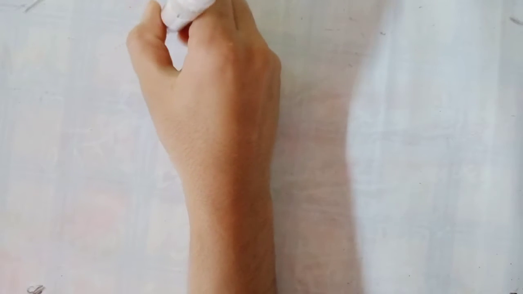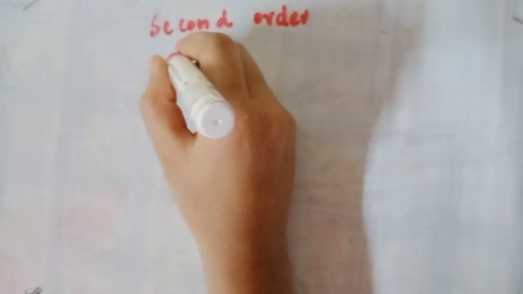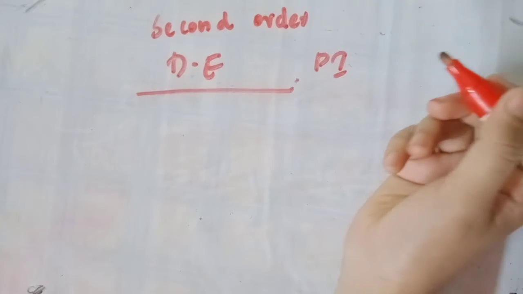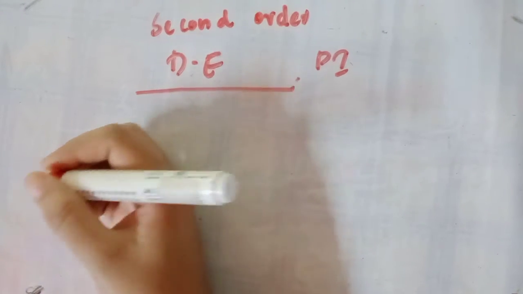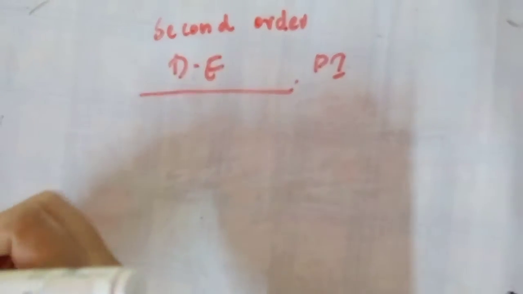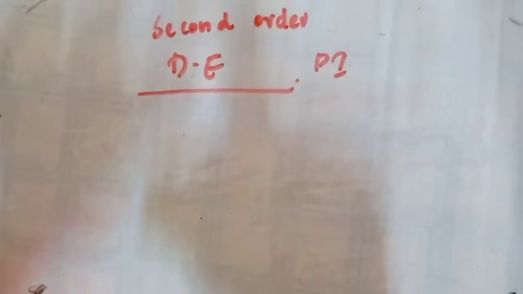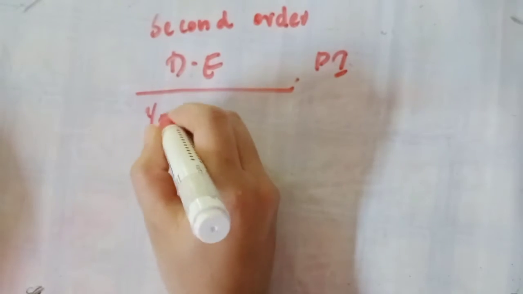Today we are going to discuss second order differential equations, in which we have to find the particular integral for type 3. For a non-homogeneous equation, the solution becomes the complementary function plus the particular integral. So we have to find y particular integral.